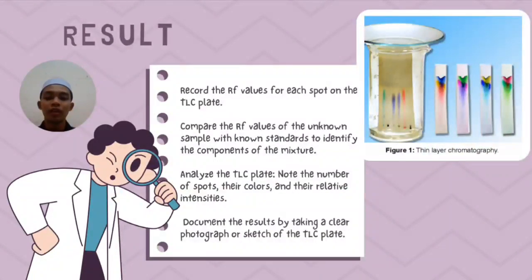For the result, the first thing we do is record the RF value for each spot on the TLC plate. The retention factor, or RF, is a crucial parameter in TLC analysis. RF is calculated as the distance traveled by the spot over the distance traveled by the solvent front. After that, compare the RF value of the unknown sample with known standards to identify the components of the mixture.